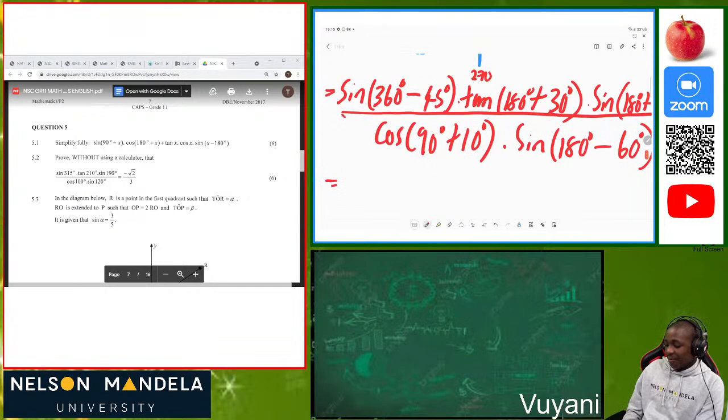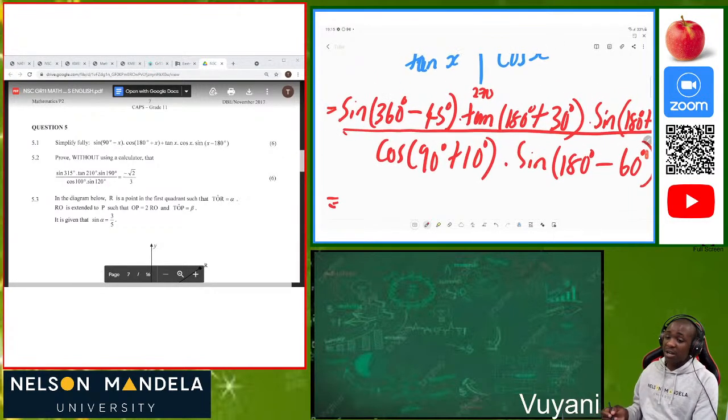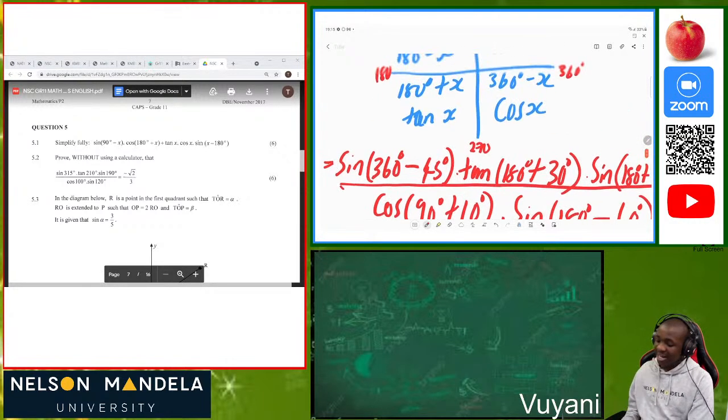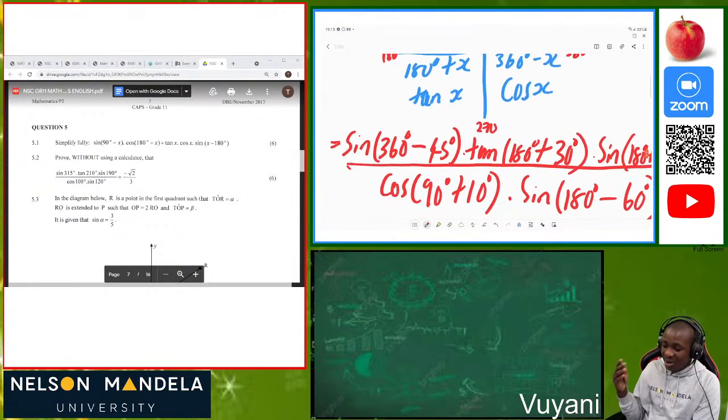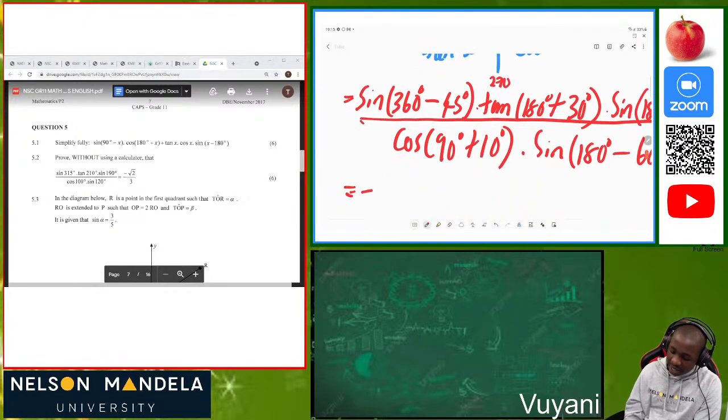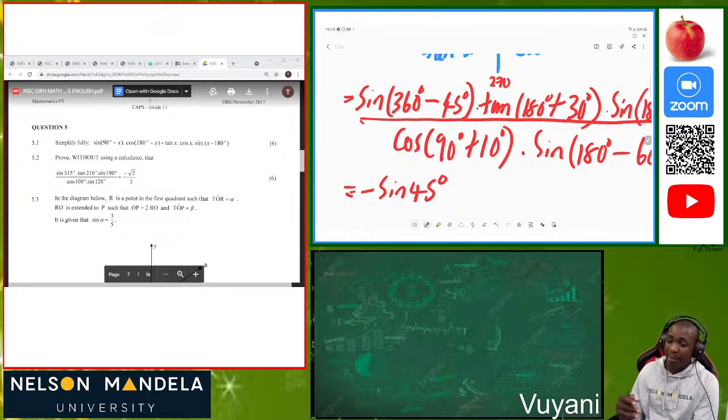Now we can simplify. Come on, let's go. Sine of 360 degrees minus 45, we start with what we have inside the bracket. So 360 degrees minus 45 is in which quadrant? It is in the fourth quadrant. And is sine positive or negative in the fourth quadrant? Sine is negative. So we're going to have negative sine of 45 degrees. Last time we were putting x there because that was the angle. In this case, the angle is 45 degrees.